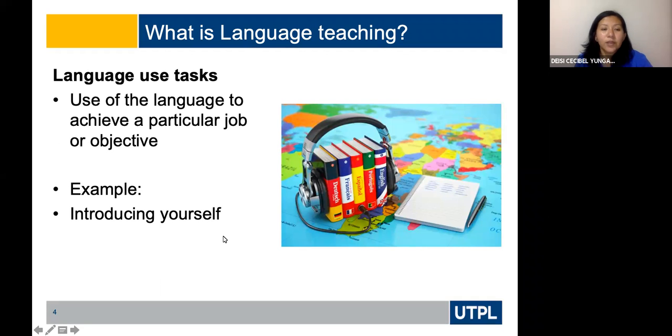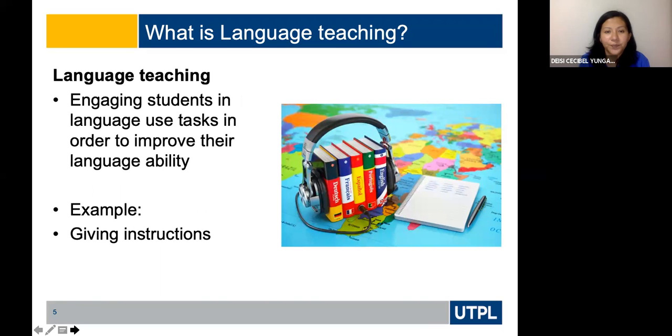Okay, so what are language use tasks? Language use tasks, we use them to achieve a particular job or objective. Example, introducing yourself. The objective here is for the student to introduce him or herself to the rest of the class. So it is a specific task that demands the student to talk in the foreign language with appropriate words that are supposedly already taught by the teacher.